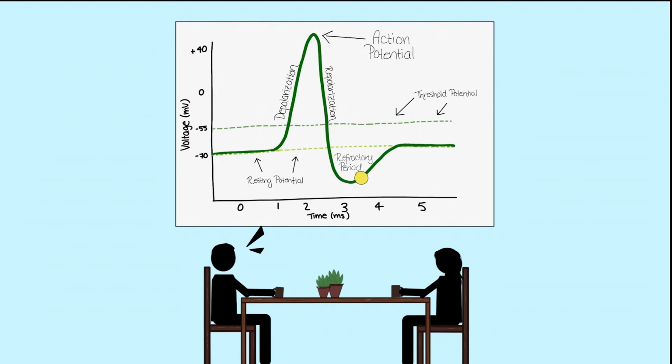It's during this period when the sodium-potassium pump returns the sodium ions back outside the axon's membrane and the potassium ions back inside. The refractory period is also when the neuron can recover and prepare itself for another action potential.